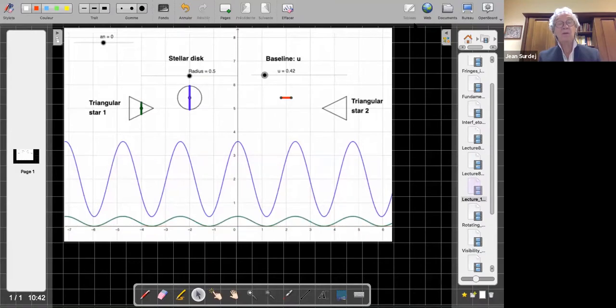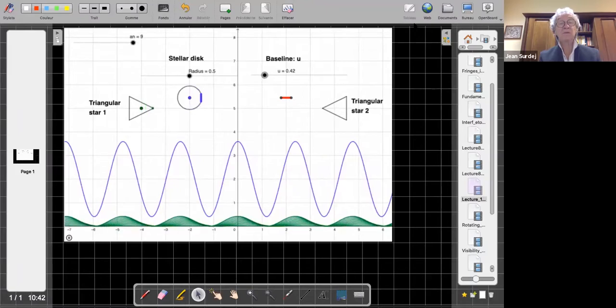And let's also show all those fringes due to all the other stripes. And for this, I will still proceed with the animation. And then at the end, we shall co-add all of them. Here is the animation.